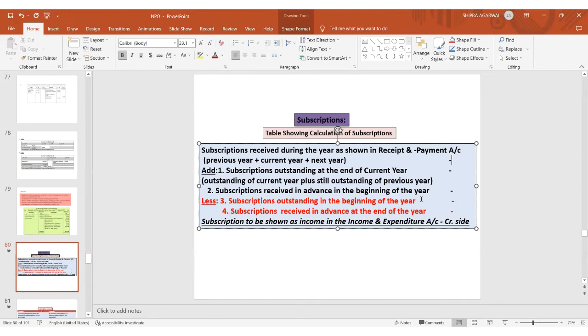Now you also need to subtract the subscription outstanding in the beginning of the year. Whatever was the subscription outstanding in the beginning of the current year was relating to the previous year, so that is to be subtracted. And similarly, whatever subscription you have received in advance at the end of the current year, that will relate to the next year. So that is again to be subtracted, and it is not a part of the current year subscription.